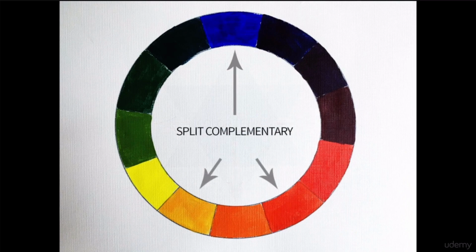A split complementary color scheme is made up of 3 colors: one color and that color's complement's closest analogous colors. So in this example, we have blue, its complement is orange, and the 2 colors closest to orange are red-orange and yellow-orange. So our split complementary scheme is made up of blue, yellow-orange, and red-orange.